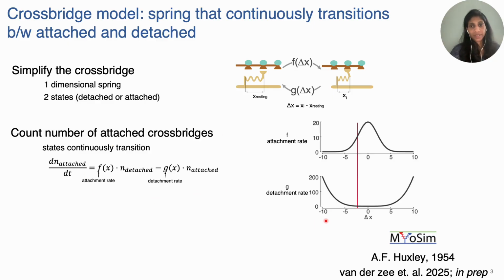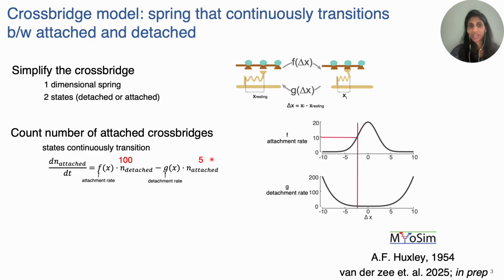So let's pick one delta x for now, let's say 2.5, and let's say at this delta x of 2.5, we have 10 detached cross bridges. And if we look at the F curve, we see that these cross bridges are getting attached at a rate of 10, which means at the next time step, we're going to end up with 10 times 10, which is 100 new cross bridges that are attached.